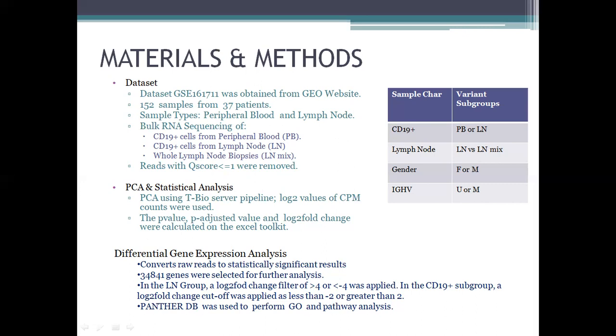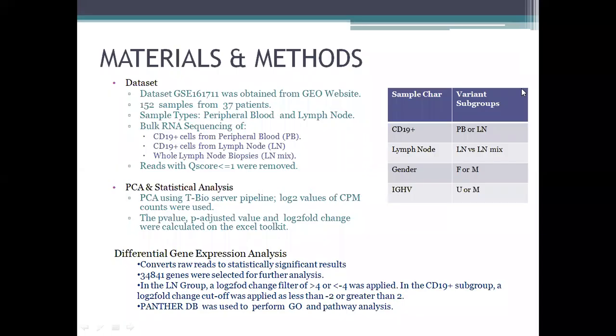The second step was to perform a PCA and statistical analysis so the genes that are significantly expressed could be analyzed. PCA is a dimensionality reducing tool, which helps us look at multiple components of data simultaneously, and also helps us know the variations within expressed transcripts at a baseline level. So the PCA was performed using the T-bioinfo server pipeline, and it is a very interactive pipeline.